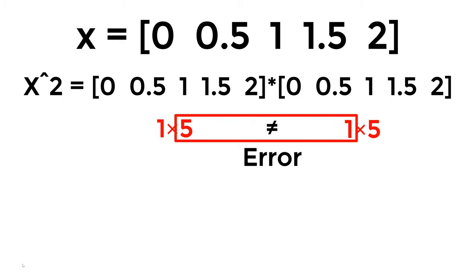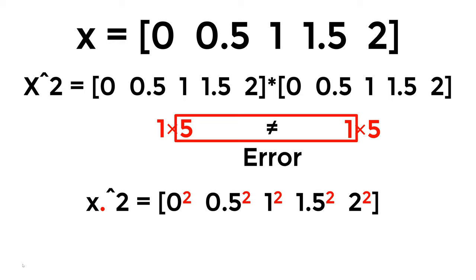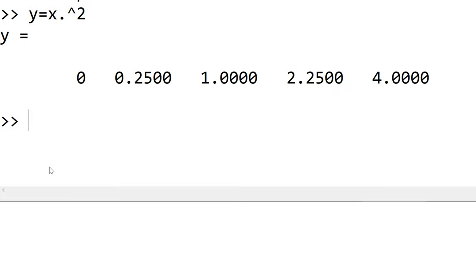To fix this error, you can use the element-wise operator, the dot star symbol. Now, to fix this error, you can use the element-wise operator, a period before the operator. So in this case, dot hat. Now you're good to go.